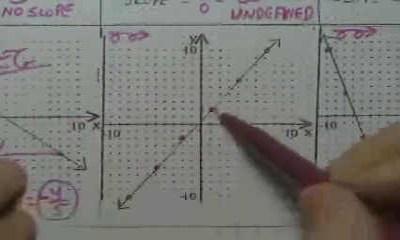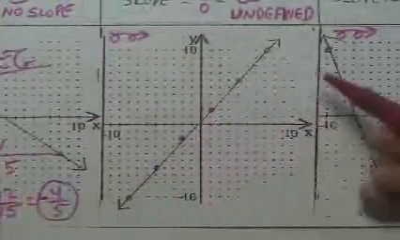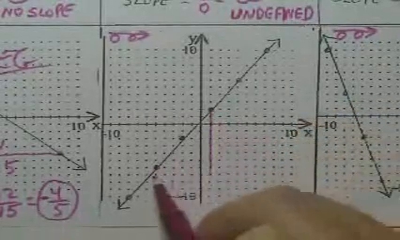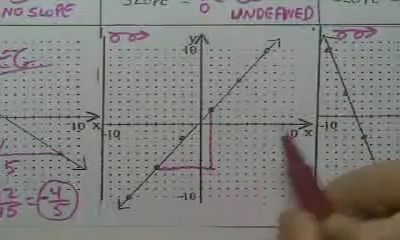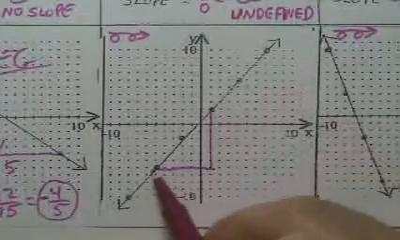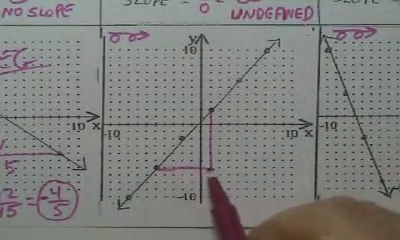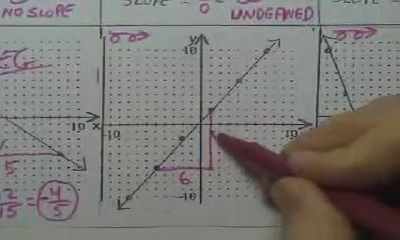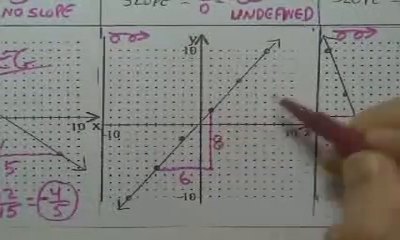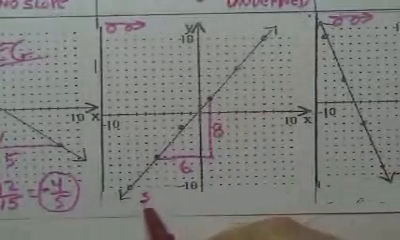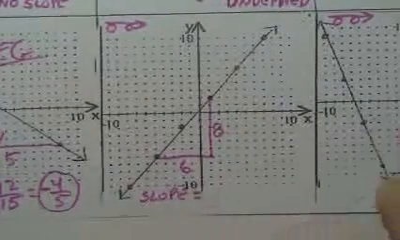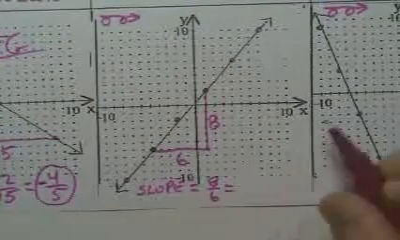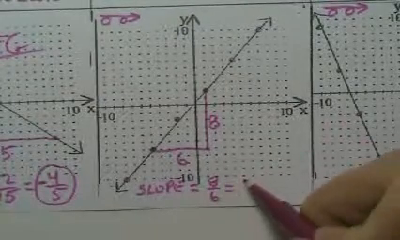Okay, next one over. Notice there are many points on here, because all you need is 2 points to find the slope. I'm going to go from this point to this one right there, and I'll count my run. That's 1, 2, 3, 4, 5, 6. And I'll count the rise. That's 1, 2, 3, 4, 5, 6, 7, 8. 8 over 6. So the slope equals 8 over 6, which can be reduced. 2 goes into both of those.